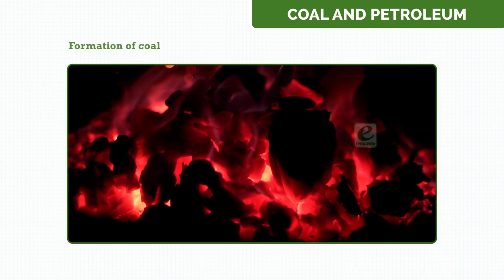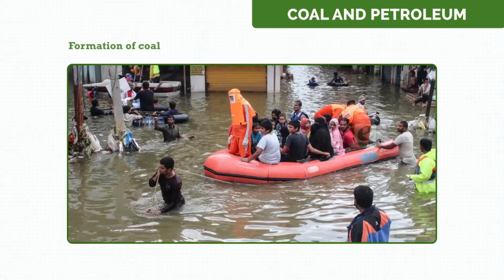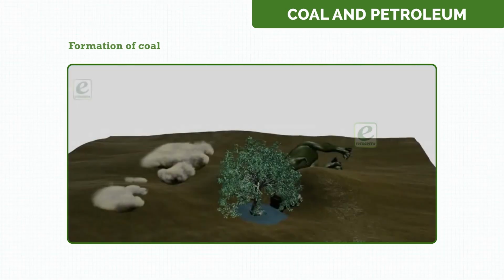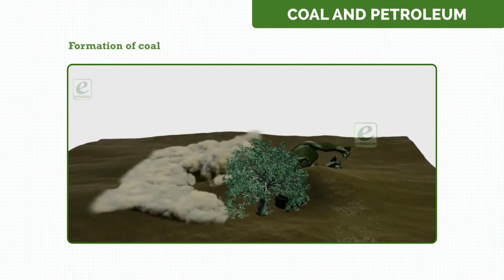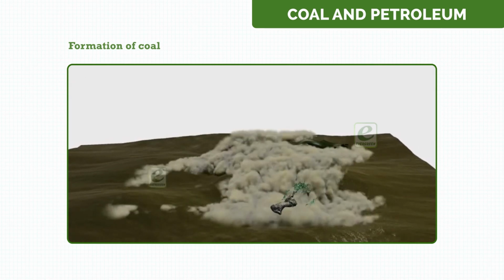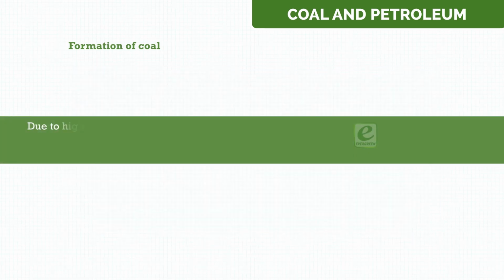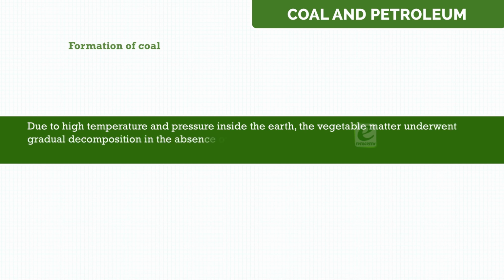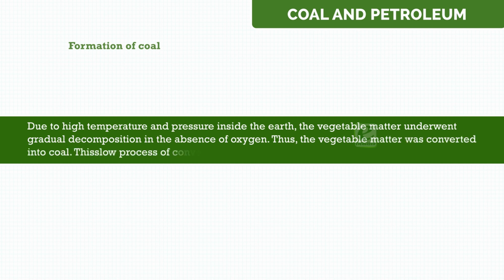It is believed that millions of years ago, due to floods, earthquakes, cyclones, and storms, the forests were buried beneath the earth and got covered with clay, sand, and water. Due to high temperature and pressure inside the earth, the vegetable matter underwent gradual decomposition in the absence of oxygen. Thus, the vegetable matter was converted into coal. This slow process of conversion of vegetable matter into coal is called carbonization.